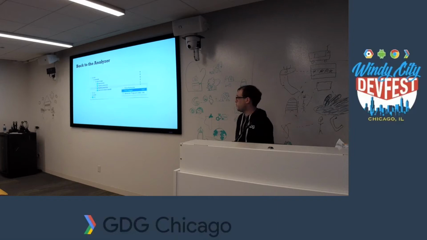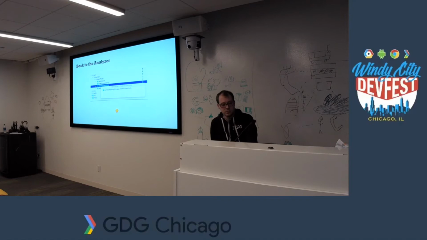But what's weird is, let's go into find usages in the APK analyzer. What's really cool is you can see where this is being referred to anywhere in your project. And I'm pretty sure that it's not being used anywhere. Yeah? Okay. So nobody's pointing at it. So why is it still there?